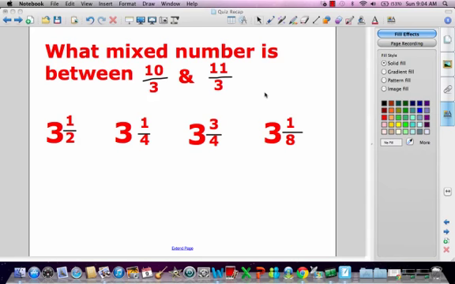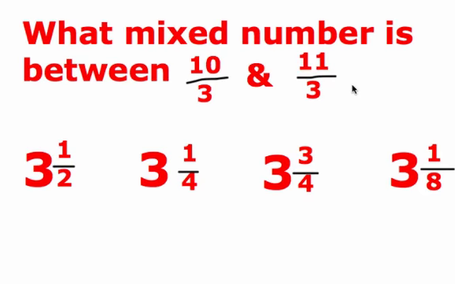What mixed number is between 10 thirds and 11 thirds? Okay, so 10 thirds, 11 thirds. I think these are about 2, right? Oh no, 3 goes into 10 three times. 3 and a third, and this is 3 and 2 thirds. So what's between 3 and a third and 3 and 2 thirds?